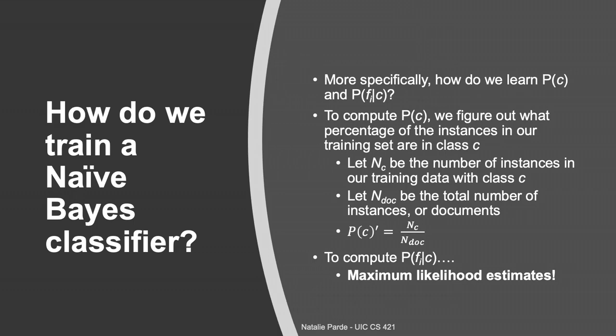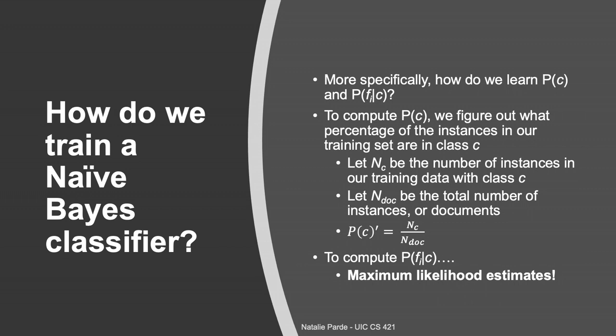When we train a naive Bayes classifier, we need to do two things. We need to find the prior probability for each class, and then we need to find the likelihoods for each feature occurring given each class. Fortunately for us, figuring out both of these things is pretty straightforward.